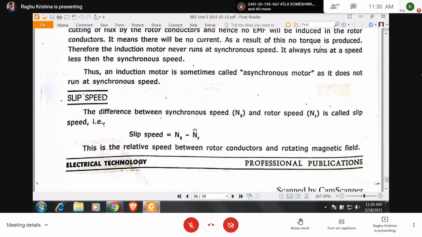Torque becoming zero means speed reduces. So the speed of the rotor will always be less than synchronous speed. If it tries to achieve the synchronous speed, torque will become zero, and the rotor may slow down. When it slows down, it experiences torque. Like this, the speed of the rotor will always be less than synchronous speed.